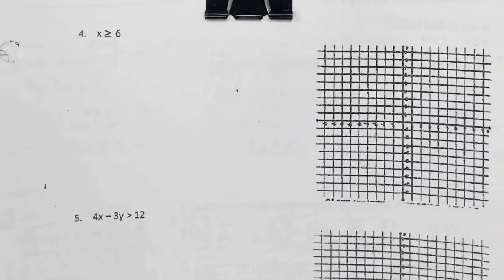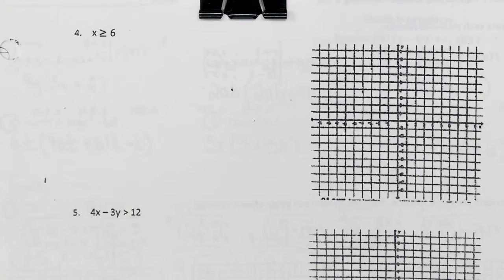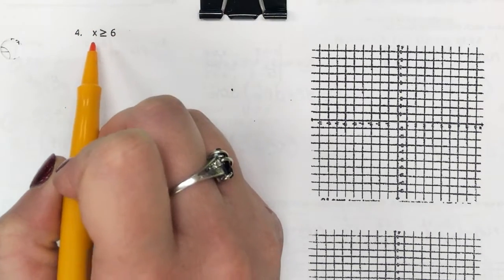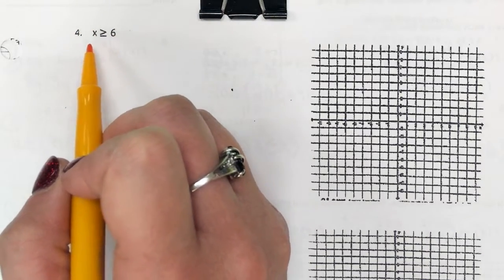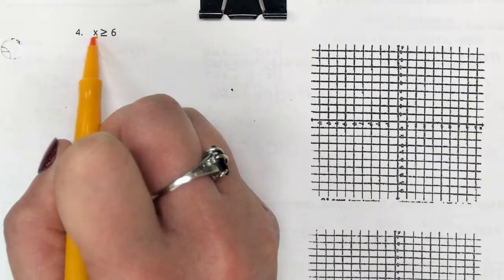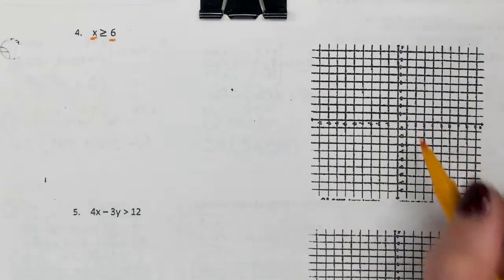All right, so page 38. All right, what's different about number 4, guys? There's no y. It's just got x, right? Okay, so since this only has one letter, what axis does it tell you to go to? X-axis at what number? There you go.